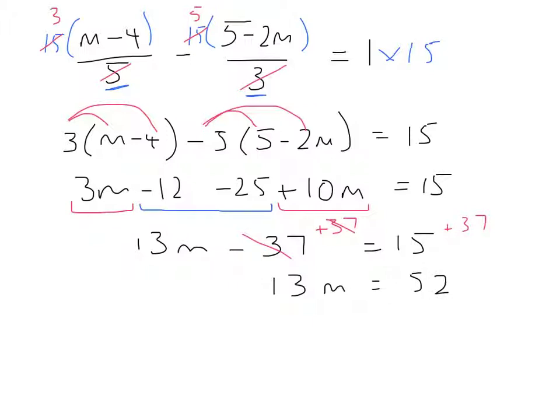And next we divide by 13. Both sides need to be divided. And that will simplify down to m is equal to 4. And that there is the answer that we are looking for.